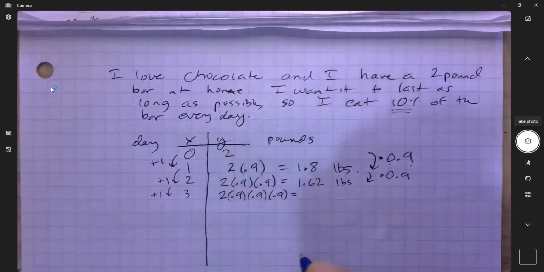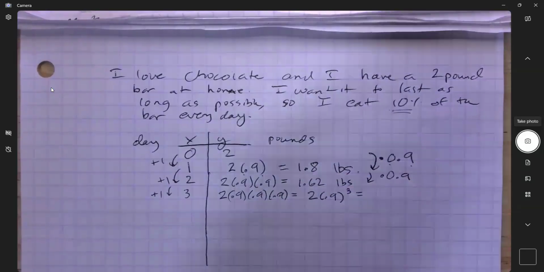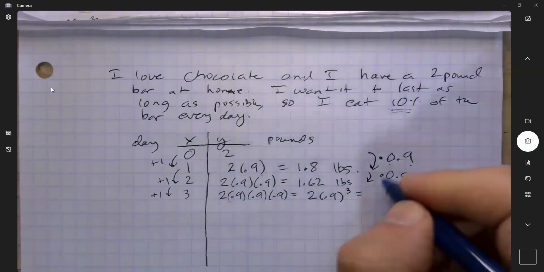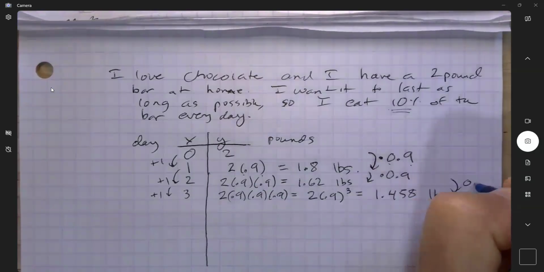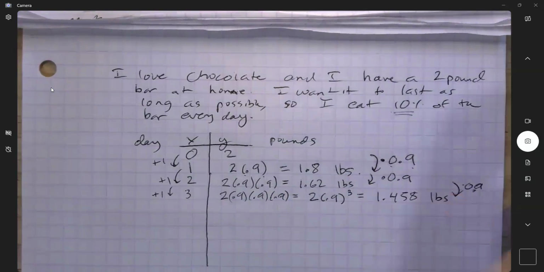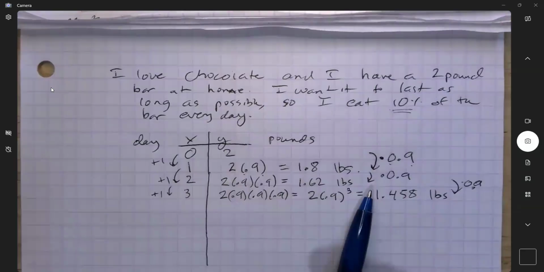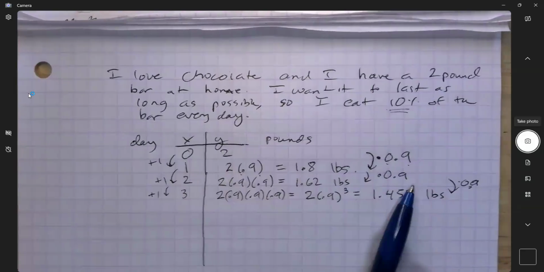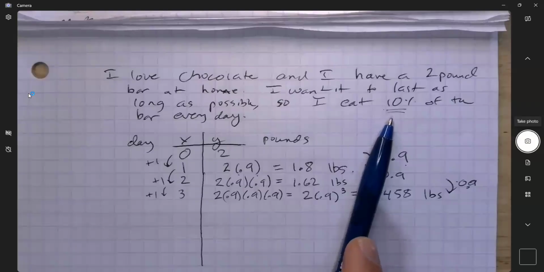But this repeated multiplication is starting to bother me, so I'm going to write it using exponential notation. And I have 1.458 pounds now because I multiplied it again by 0.9. And I can keep doing this. I keep eating chocolate every day, but I'm only eating 10% of what's remained. Remember I said exponential rate of change is a constant percent rate of change.